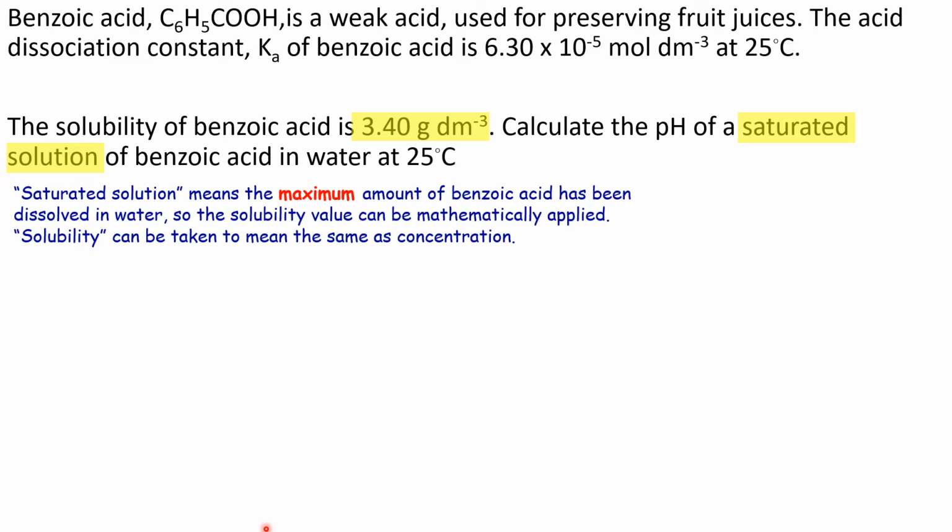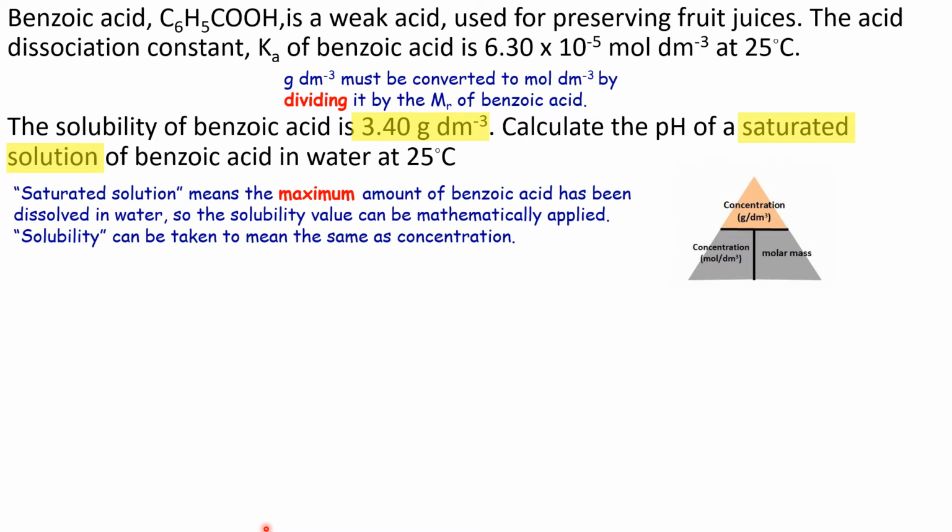So that means the solubility value can be mathematically applied. And like I said a moment ago, solubility can be taken to mean the same as concentration. So the way that you convert grams per decimeter cubed into moles per decimeter cubed is simply to divide it by the molar mass. So the molar mass of benzoic acid is obviously 122 grams per mole. We'll come back to that in a moment.